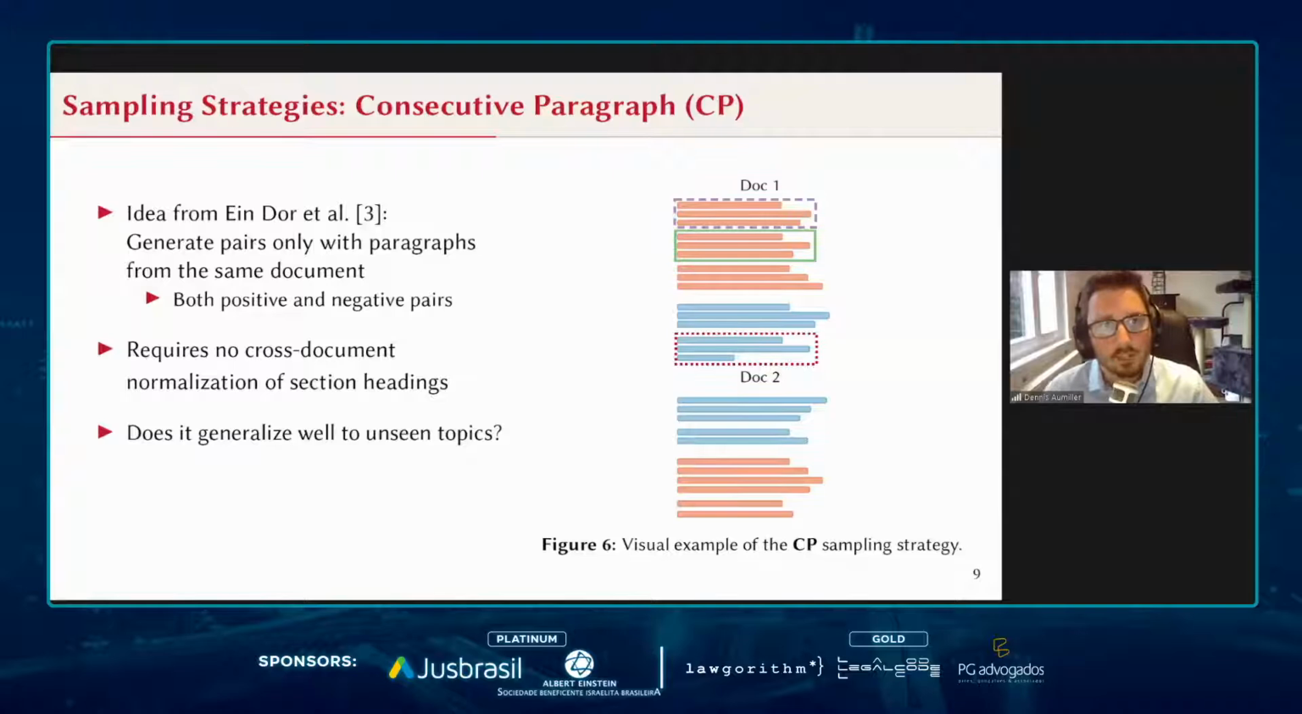However, there is this one remaining question that we also want to answer in the experiments, that is whether it generalizes well to unseen topics, because now we do not have any relevance between the documents, which might lead to a much poorer generalization.